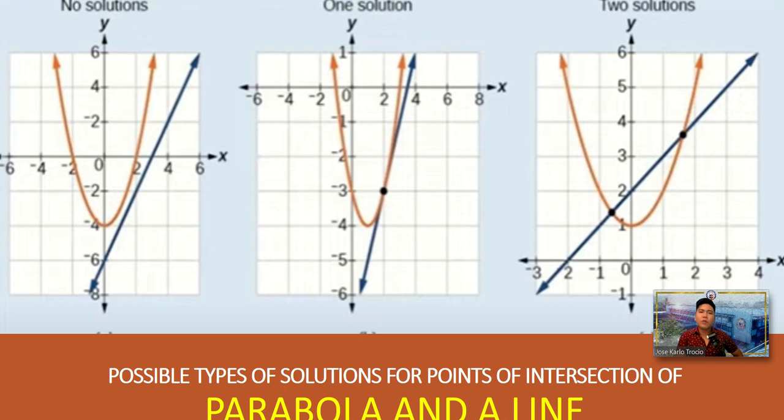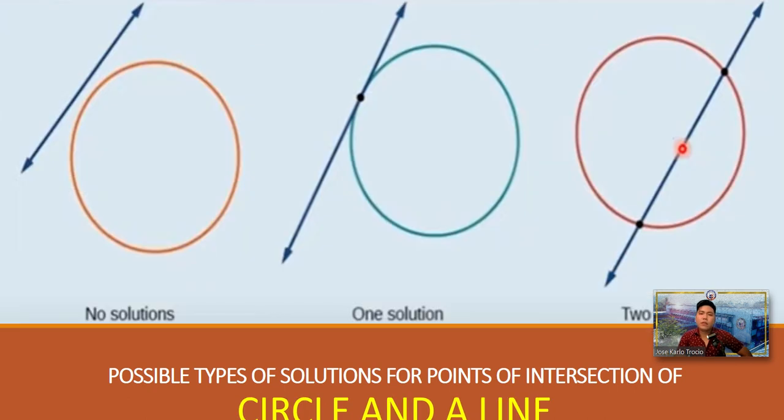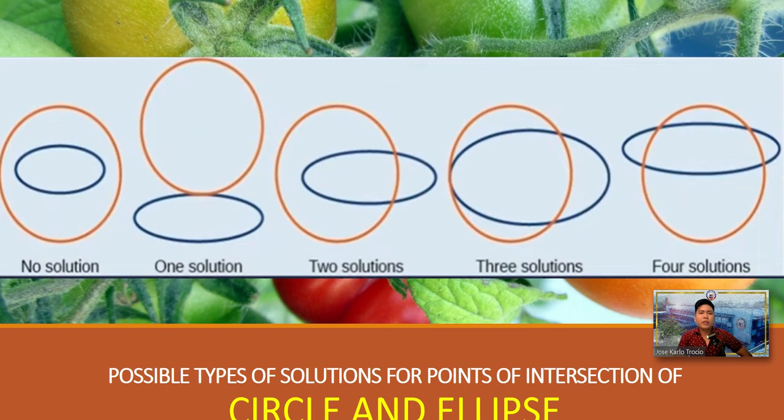Let us illustrate it even more so that you can understand. You have a graph of a parabola and a line. In this first example, it has no solution. Second, it has one solution, and the third one has two solutions, which means that the intersecting point or points are called the solution. There are two equations, two graphs, and there is an intersection point, or more than one intersection point. Another example, a circle and a linear equation, a circle and an ellipse. As you can see in this, it can create at least 4 solutions.